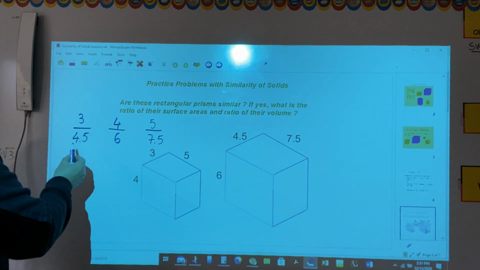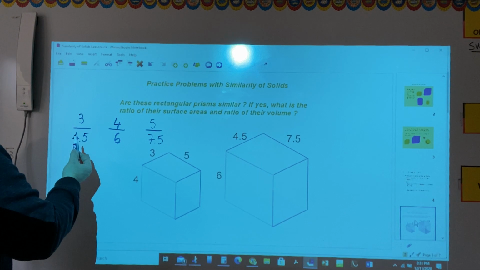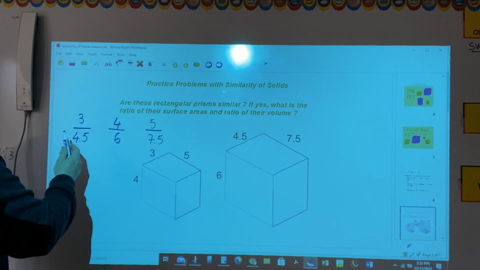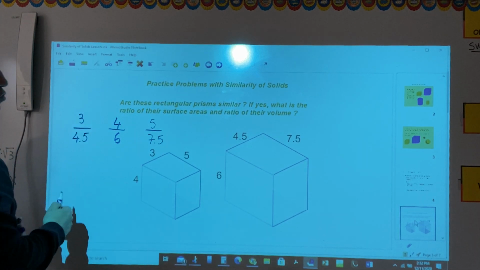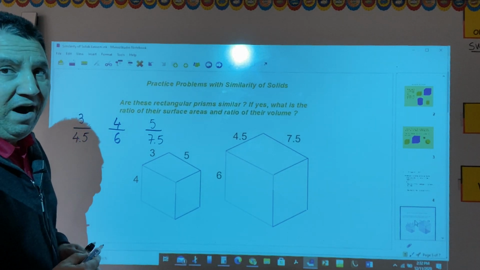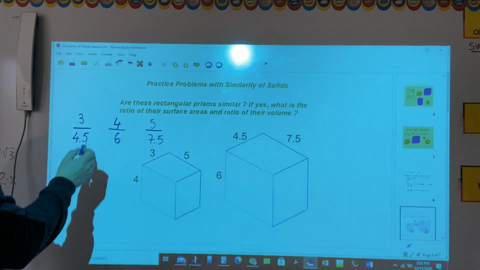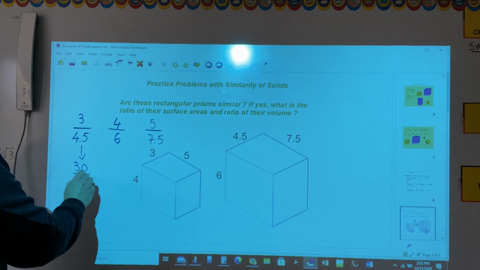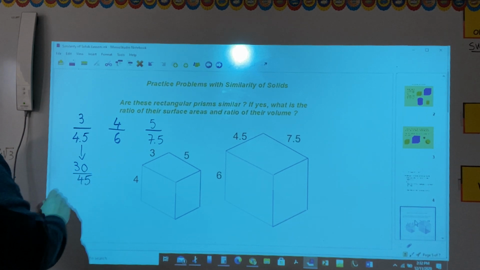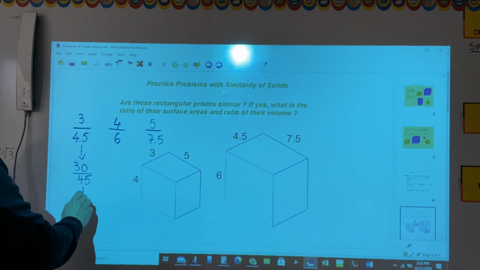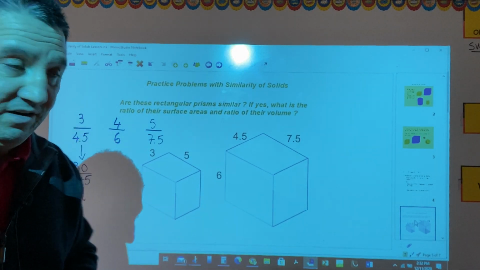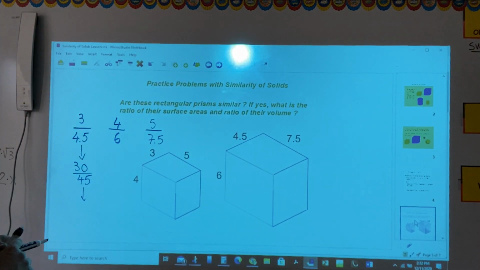Now, to simplify them, we have to get rid of the decimal point. We get rid of the decimal point by multiplying both numerator and denominator by 10, right? So you're going to have 30 over 45. Yes? Now, we have to find the largest common factor of these two numbers.